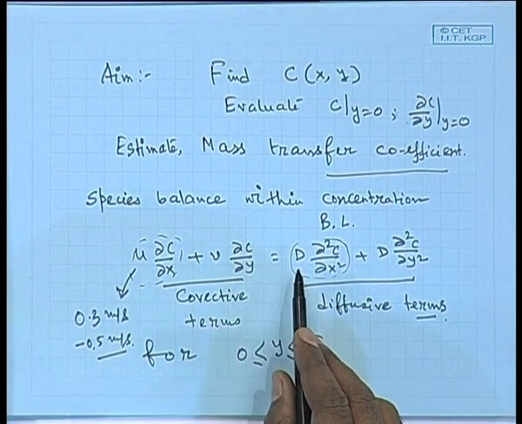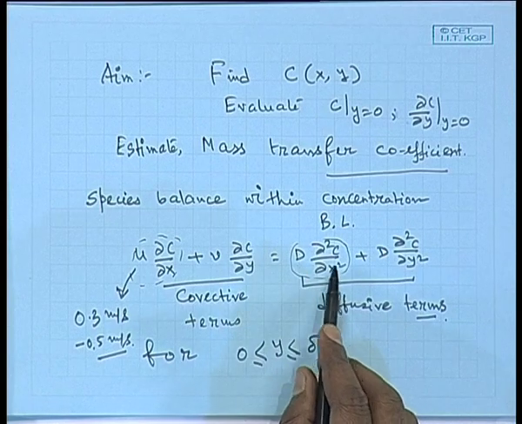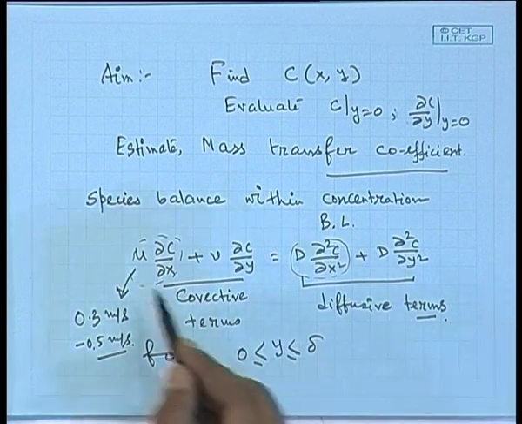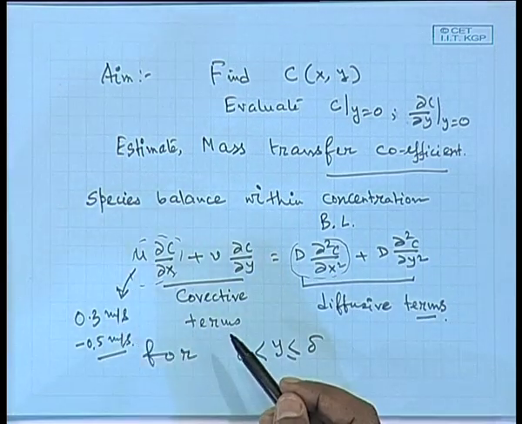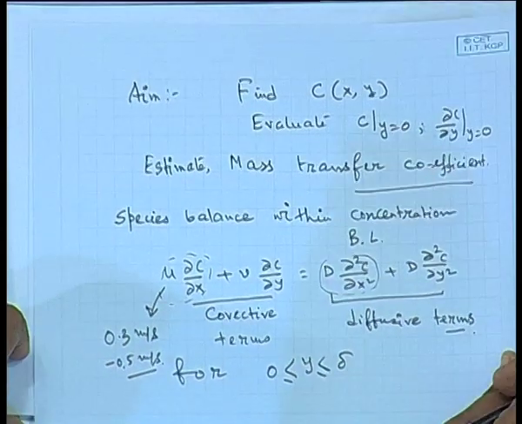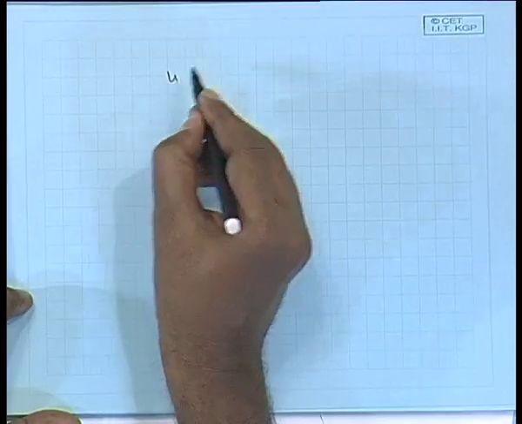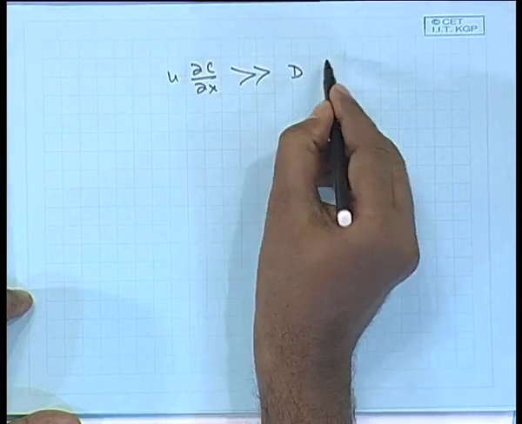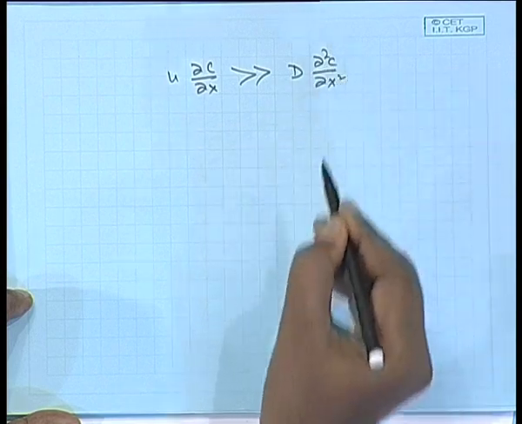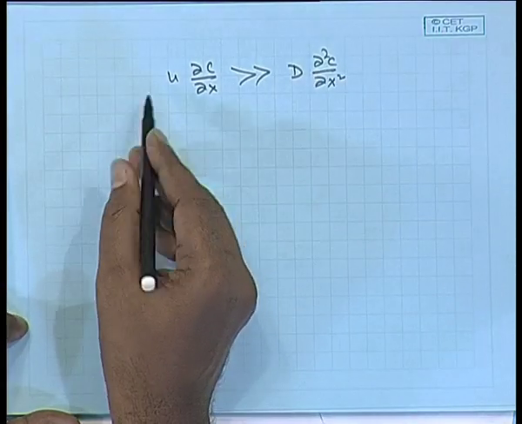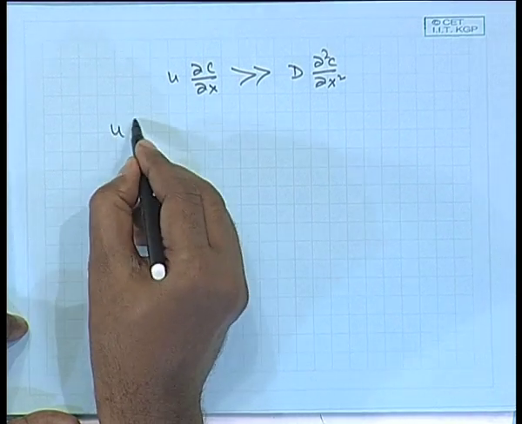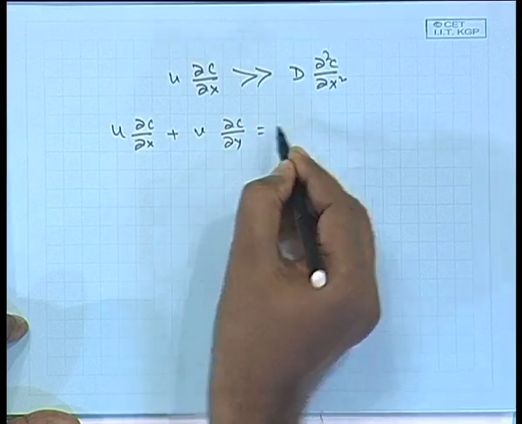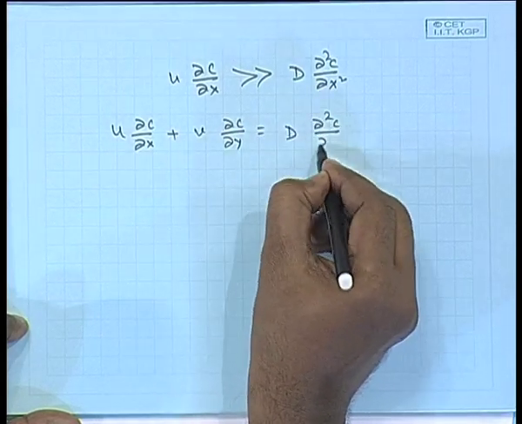One is D itself is very small, and second one is the concentration variation in the x direction will be extremely small, and the magnitude of U will be very high. Because of that reason, you can say that convection in the x direction will be very large compared to the diffusion in the x direction. So, in that case, your governing equation will be simplified. It will become U del C del x plus V del C del y is equal to D del square C del y square.